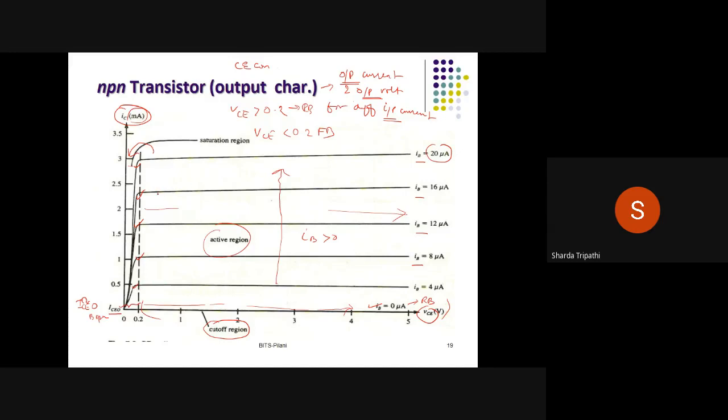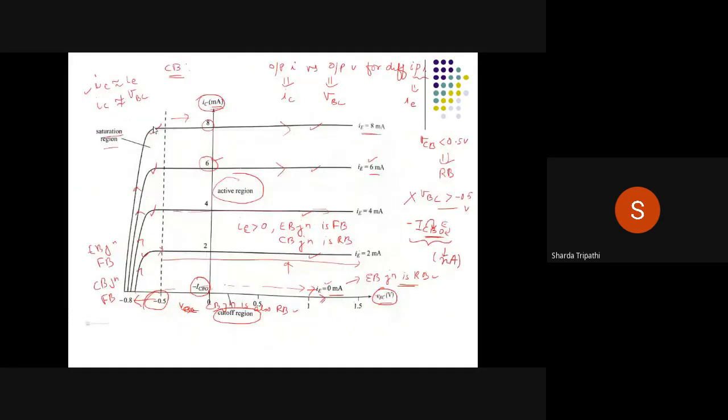And one last thing over here is that the curves that you see over here, in the previous case, what was it? This curve was almost flat. And we said that in that case, IC over here was independent of the voltage VBC. So this was almost flat.